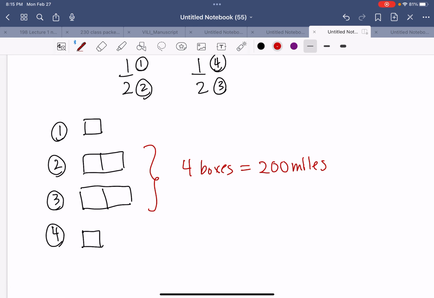And then the question asks, how far apart are the 2 houses, which would be all 4 categories, which would be all 6 boxes. We can go from there. So I'll let you guys finish up from here.